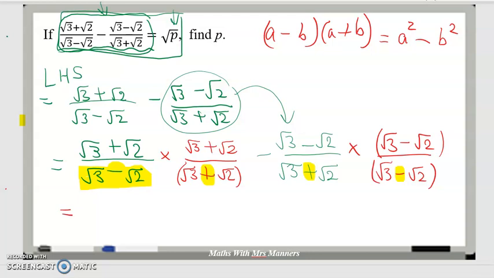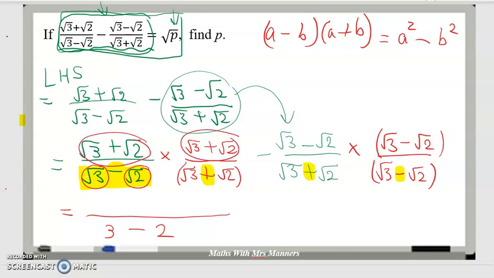So let's apply that knowledge. If I square the first term, I'm going to get 3, minus the square of the second term will give me 2. And it is always a minus in there. In the numerator, I can see I've got the same expression multiplied by itself.